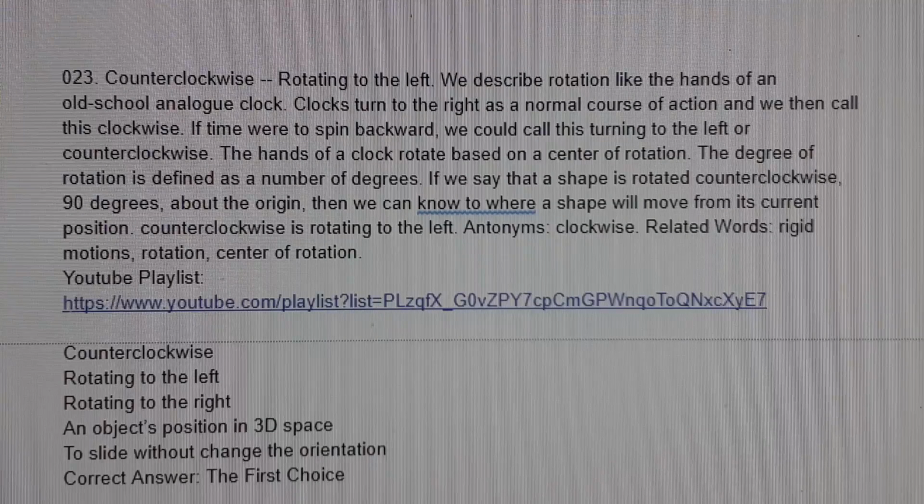Counterclockwise is rotating to the left. Antonyms: clockwise. Related words: rigid motions, rotation, center of rotation.